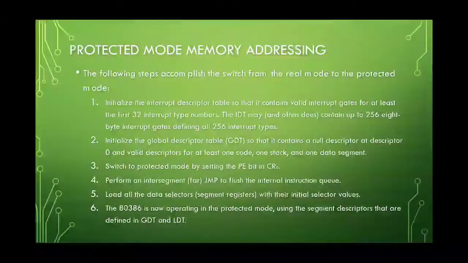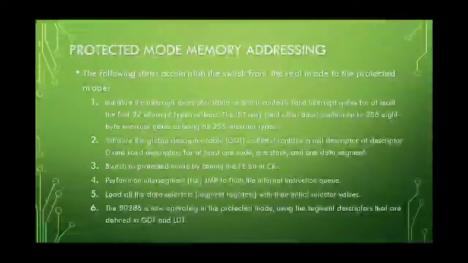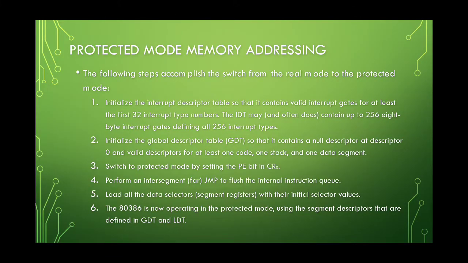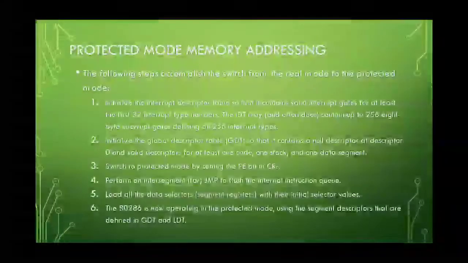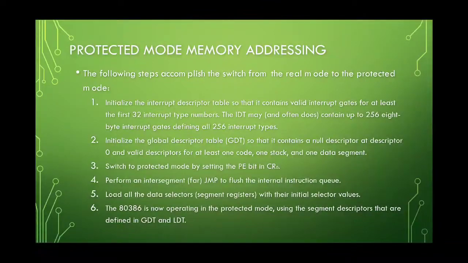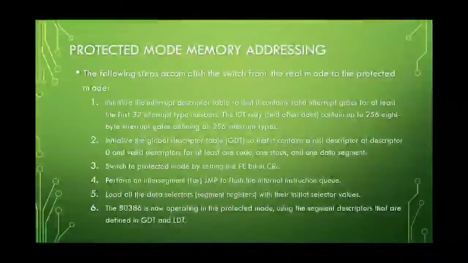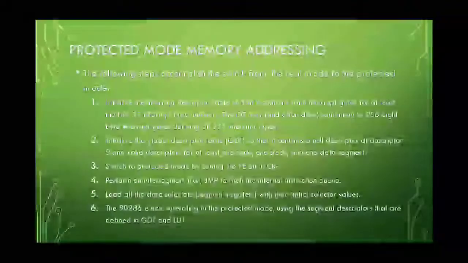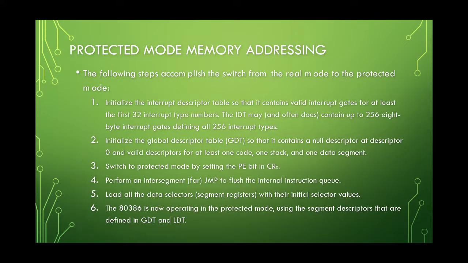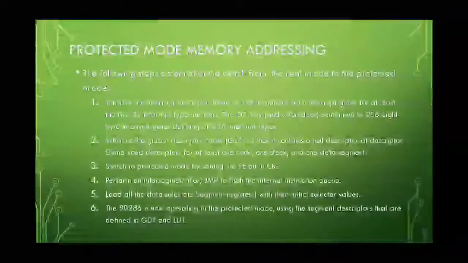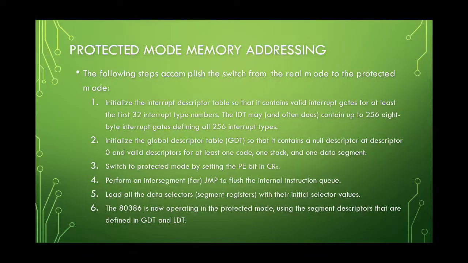Now we are going to discuss the steps involved in switching from real mode operation to protected mode operation for 80386 and onward processors. The first step is to load the base address and limit for the interrupt descriptor table. For that, we have the instruction LIDT that will load the base address and limit for IDTR.